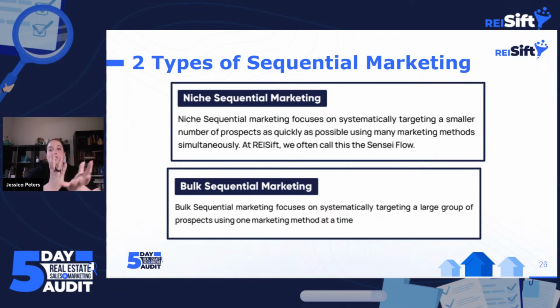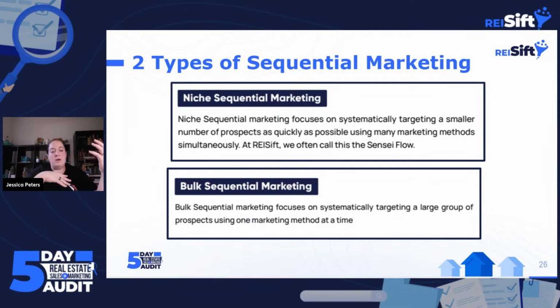You either do it with that first to market like I talked about, or sometimes people build it in after bulk sequential. So they do a certain number of dials on the bulk dialer on a larger data set, get as many correct numbers as they can from that. And then the records they didn't get correct numbers for, they move into a niche sequential. So you want to use a smaller group of records, smaller number of prospects, and you're doing many marketing methods simultaneously.